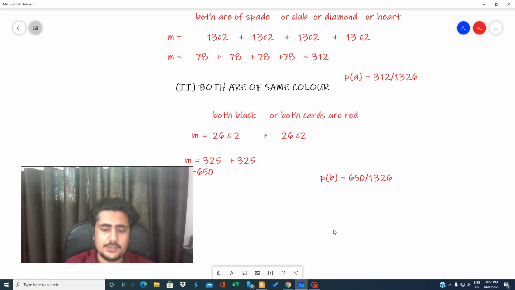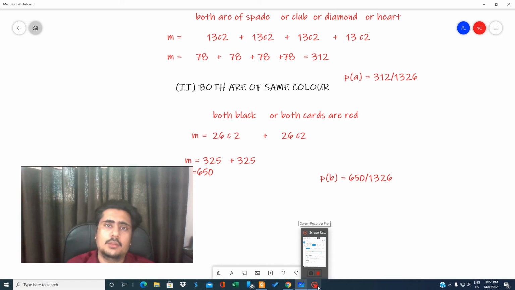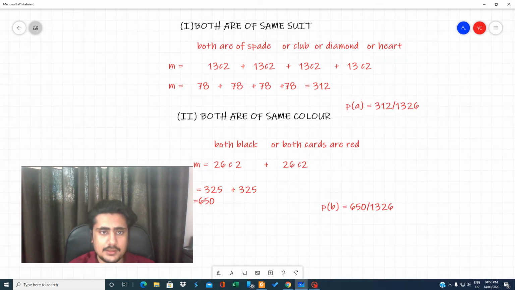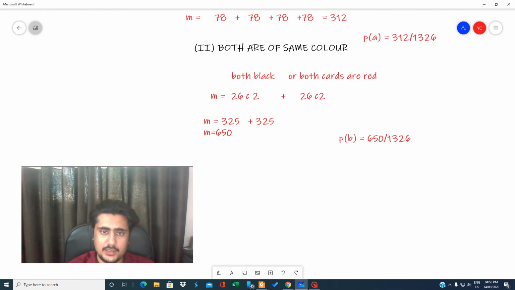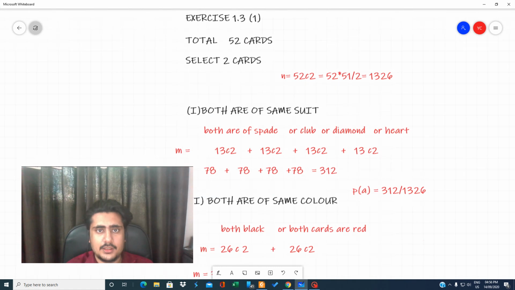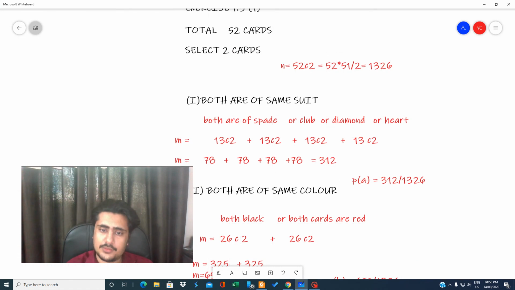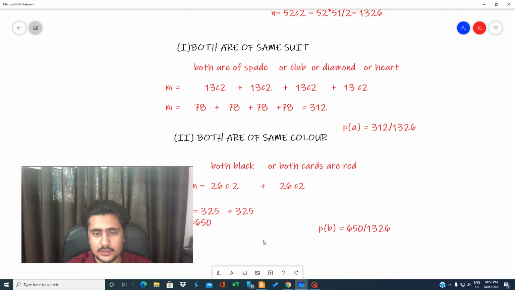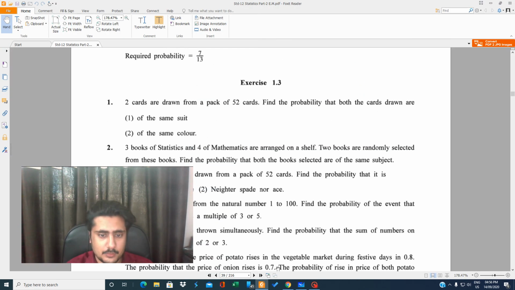My name is Yogesh, and we are doing standard 12 statistics, part 2, chapter number 1, probability. In the last lecture, we did exercise 1.3, sum number 1, in which two cards should be selected from 52 cards: one, both are of the same suit, and second, both are of the same color. Today, let's do 1.3, sum number 2.